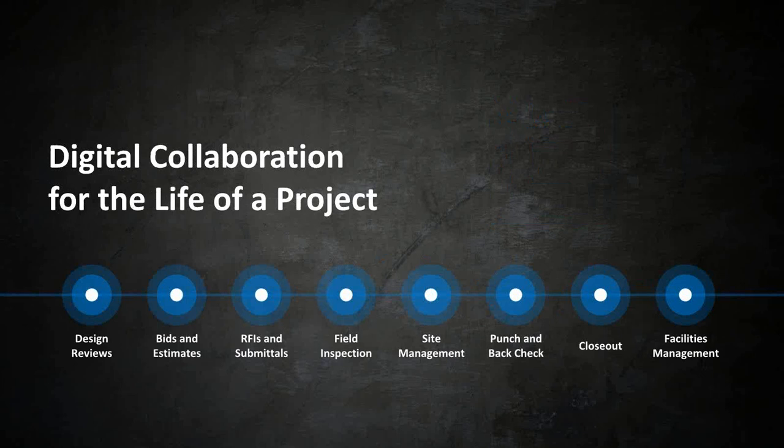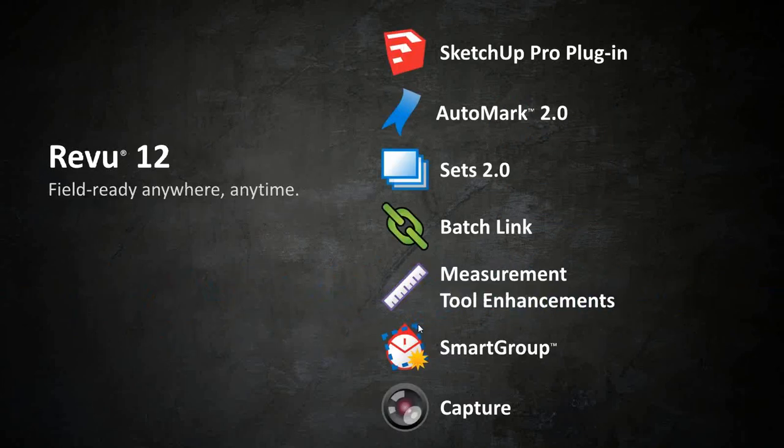Now, with each new release, we typically have a theme, and this year's theme is field ready, anywhere, anytime. And in Review 12, we're introducing the new features here. So we now have a SketchUp Pro plugin to create 3D PDFs. That was a popular request of our customers saying, these 3D PDFs are great. Can we build some 3D PDFs from SketchUp Pro? It's now available in Review 12.